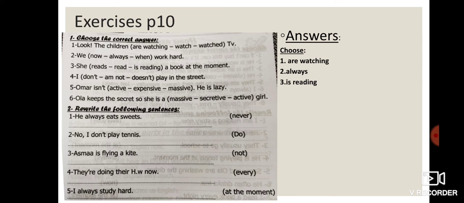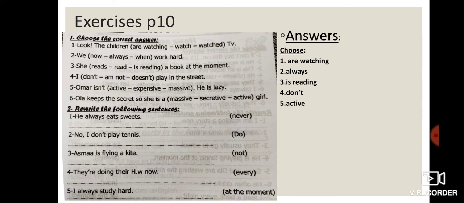Number 4, I don't and I am not. I play in the street. Here after the brackets, I have verb infinitive. So I can't choose am not. Okay? So I'm going to choose don't or doesn't. Which helping verb comes with I? Don't. So I don't play in the street. Number 5, Omar isn't active, expensive, massive. He is lazy, so he isn't active.